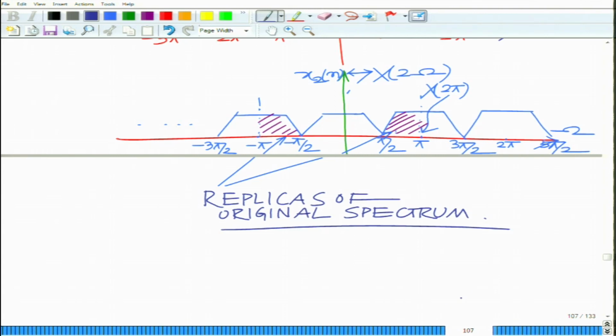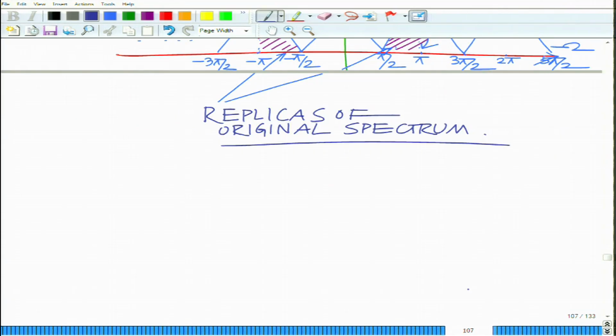Okay, again duality, that is another very interesting property. What happens to duality?